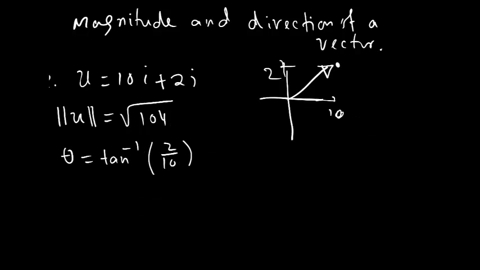Example 2. You have your vector 10i plus 2j. Now you can go 10 units, 2 units. So you are in the 1st quadrant. Your magnitude as usual, 10 squared plus 2 squared is 104. And the angle theta will be tan inverse of y coordinate over x coordinate. So you are getting 2 over 10.